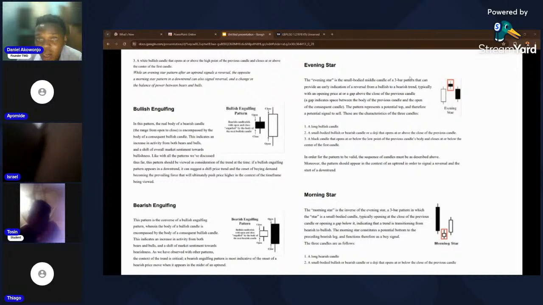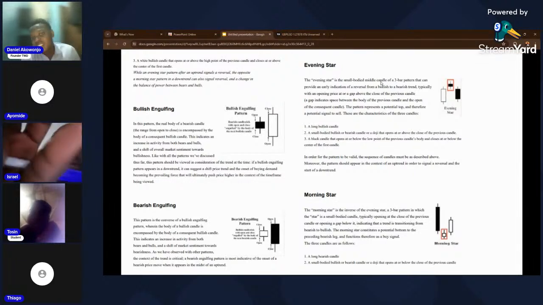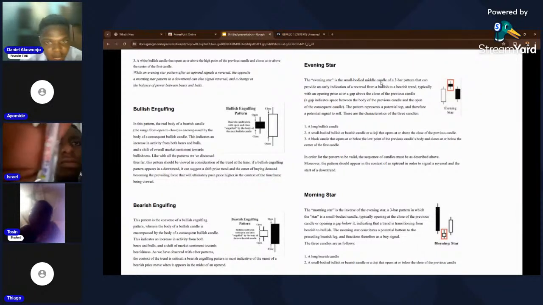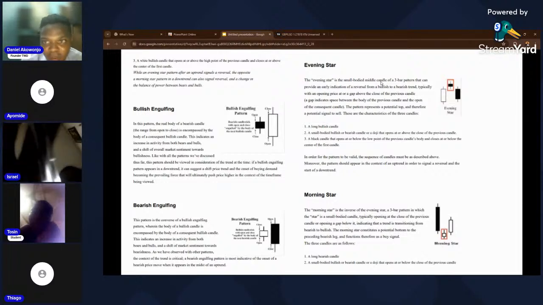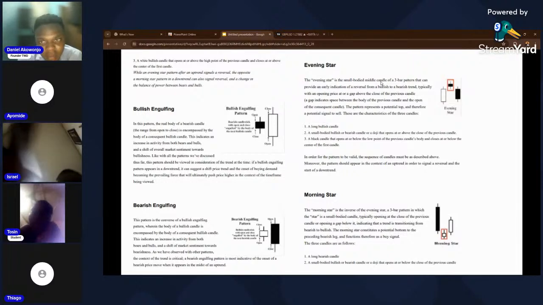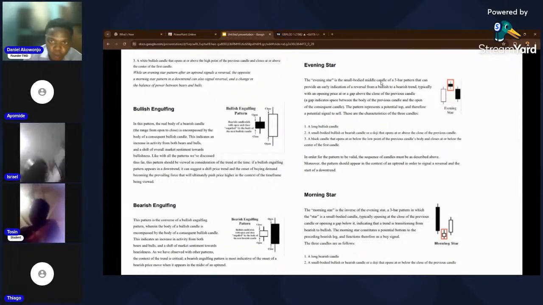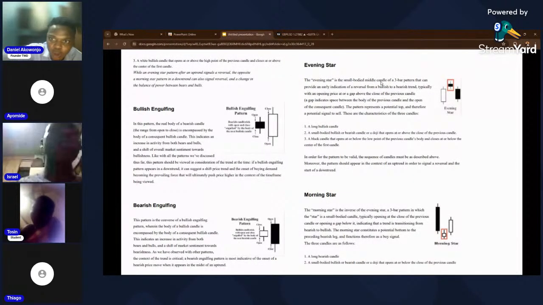So now let's go straight to what we have here. The next one is the evening star. The evening star is a small-bodied middle candlestick in a three-bar pattern that provides an early indication of a reversal from a bullish to a bearish trend. What does that mean? The evening star is seen at the top of a bullish trend.